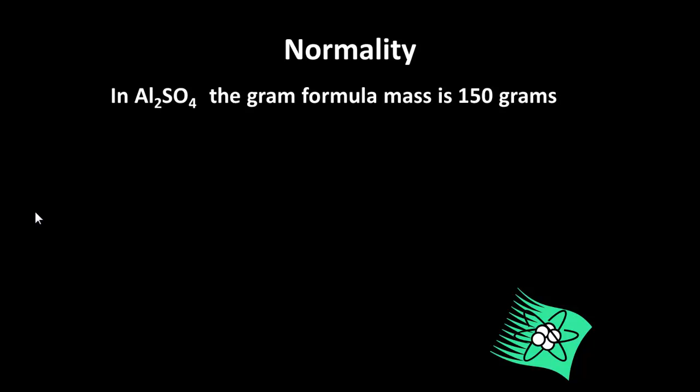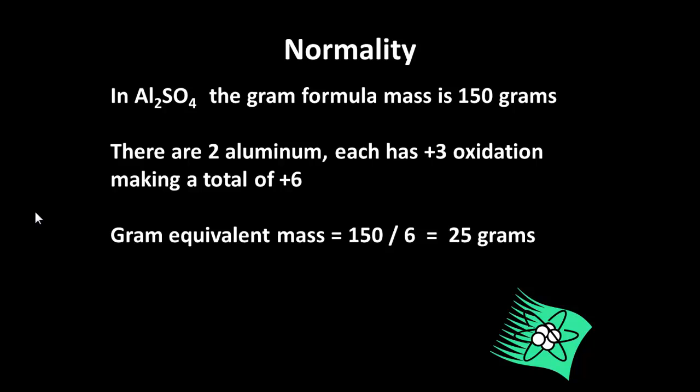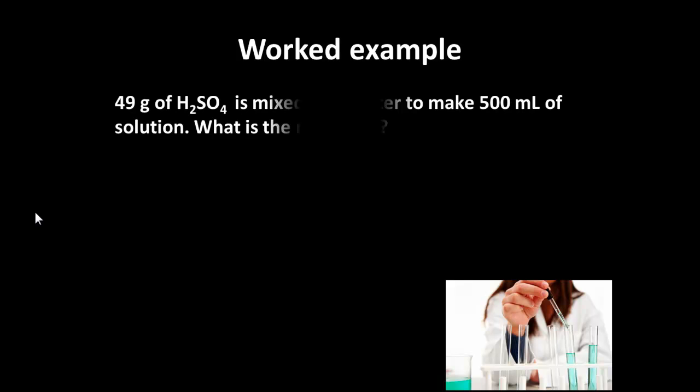What about aluminium sulfate? Well, the gram formula mass is 150 grams, and there are 2 aluminiums, each of which has a +3 oxidation state, so we can say it's +6. So I'm going to take the 150 grams of the gram formula mass divided by 6, so I get a gram equivalent mass of 25 grams.